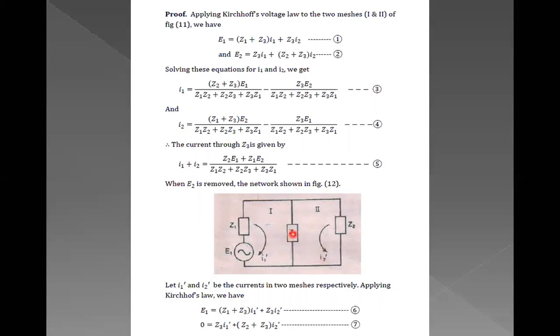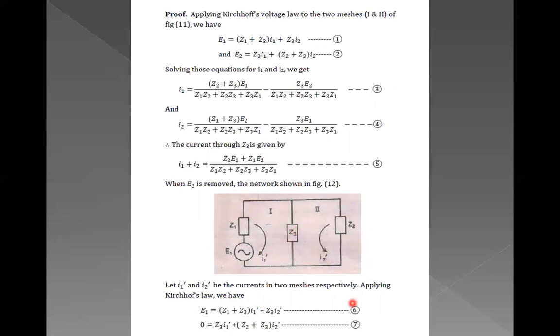Similarly, applying Kirchhoff's voltage law for mesh 2. Do we have a source E2 here? No, we have removed it. So 0 is equal to, what is the current in this mesh? This is I2 dash. So 0 is equal to I2 dash into Z2, plus what is the current through this branch? I1 dash plus I2 dash, so plus (I1 dash plus I2 dash) into Z3. So these are the two equations.